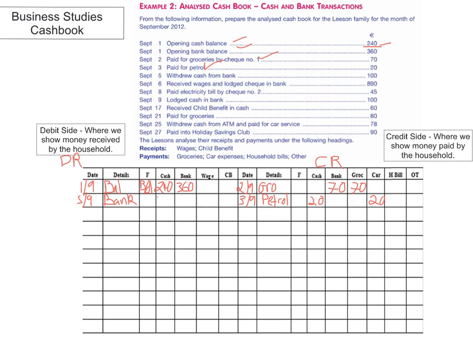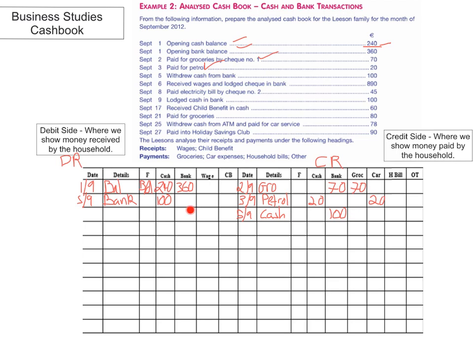And on this side, we receive it in cash. So that's why we put €100 in cash. And on this side over here, it's on the same day, the 5th of the 9th. We will say cash because you paid cash. But it came from your bank account. Okay, so it came from your bank account.